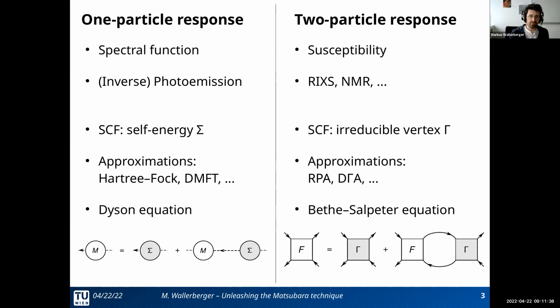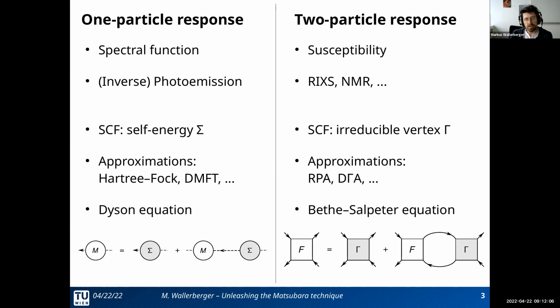And the 2-particle response is, in a sense, also very interesting. It's connected to susceptibilities, so responses of your system to some more complicated perturbation. And it's also accessible experimentally. You can do RIXS, you can do NMR, and you can do neutron, and all sorts of spectroscopic methods that give you those. Right, that's why we care about these objects on their own.